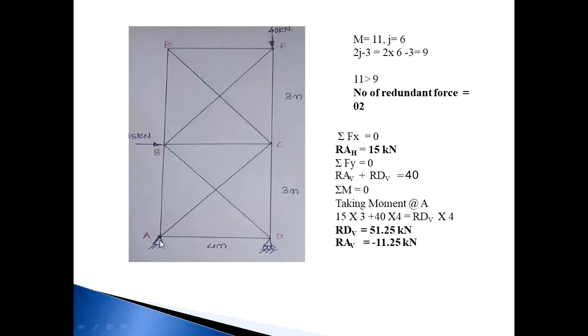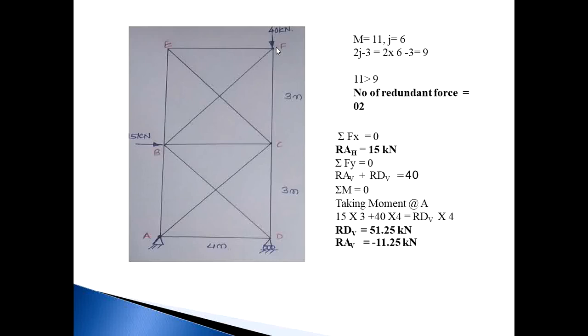At A, it is a hinge support. At D, it is a roller support. And there are two external loads: 15 kN at point B in the horizontal direction and 40 kN at F in a vertical direction. First of all, we check whether the structure is determinate or indeterminate.